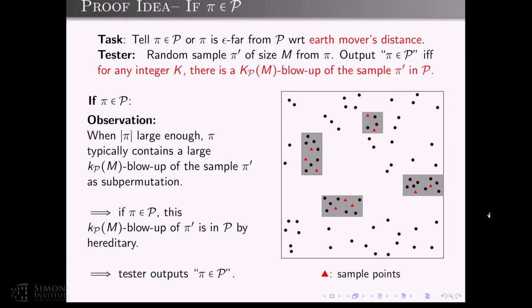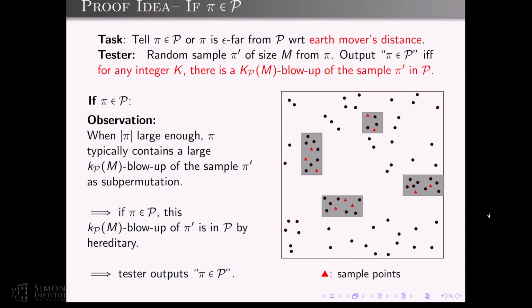I'm going to give some intuition for why this observation is true. We represent the huge permutation in the unit square, and the dots, including the black ones and the red ones, are all points of the permutation. The red triangles are the sample points. If we look at this representation globally, we can see there are some relatively dense regions and some relatively sparse regions. It is very likely, when the original permutation is large, that all the sample points come from the dense regions, and no sample points come from the sparse regions. For example, we have 4 dense regions, the green rectangles over here, and all the sample points come from the dense regions.